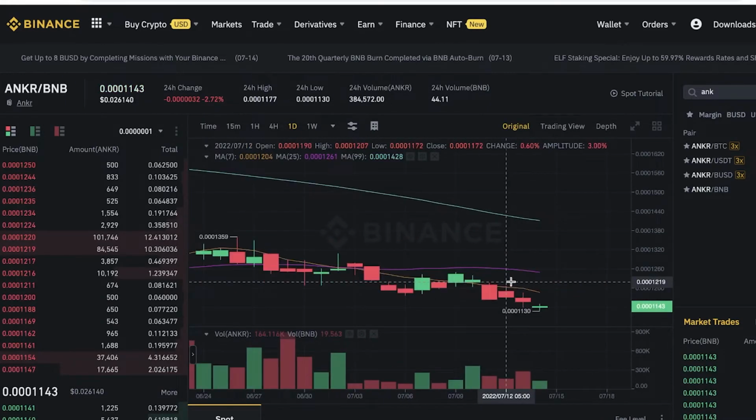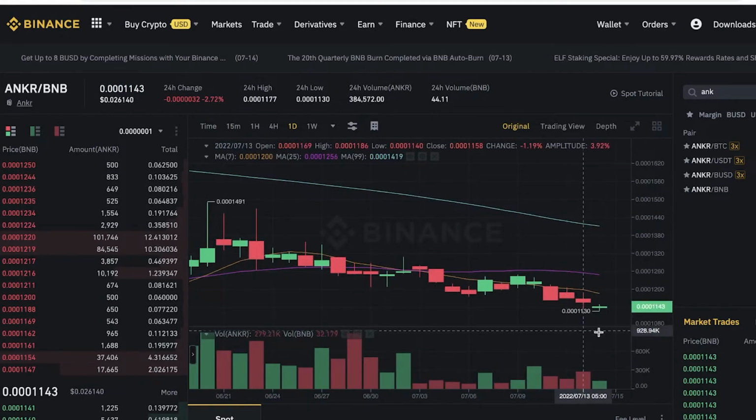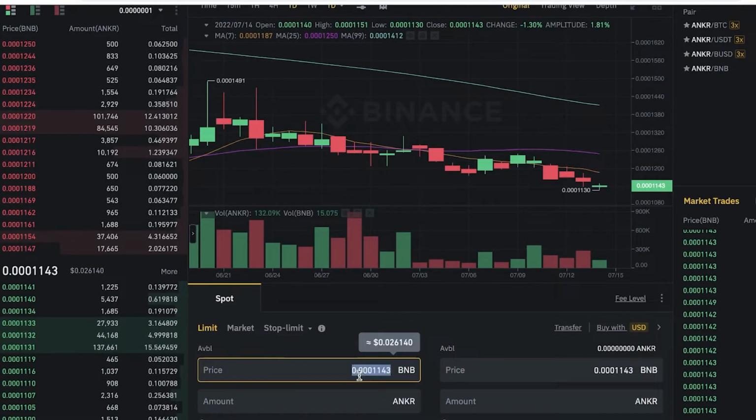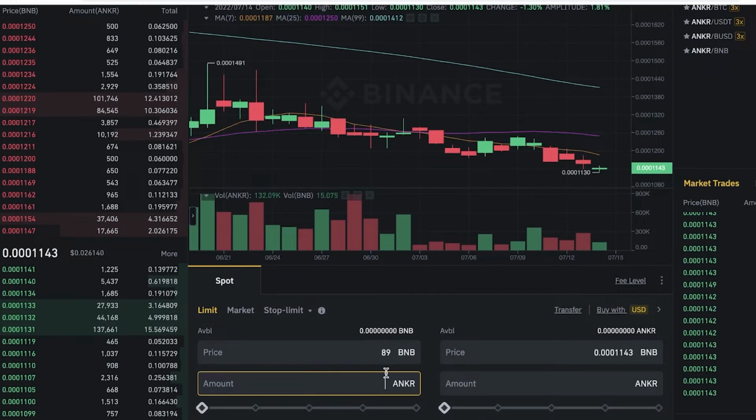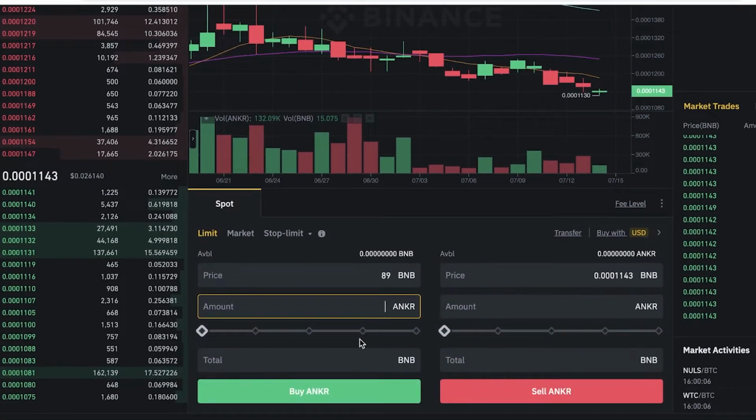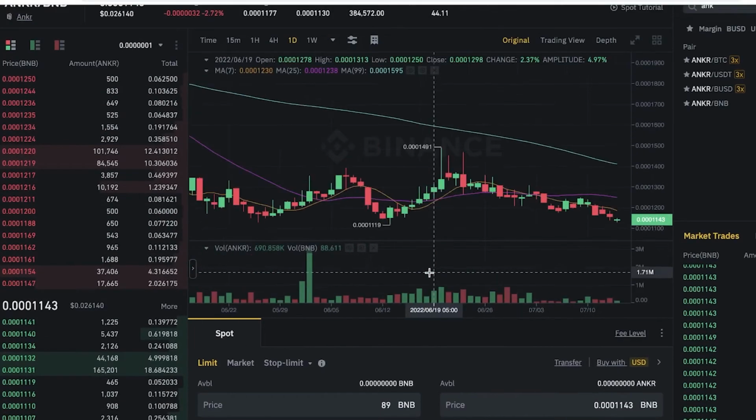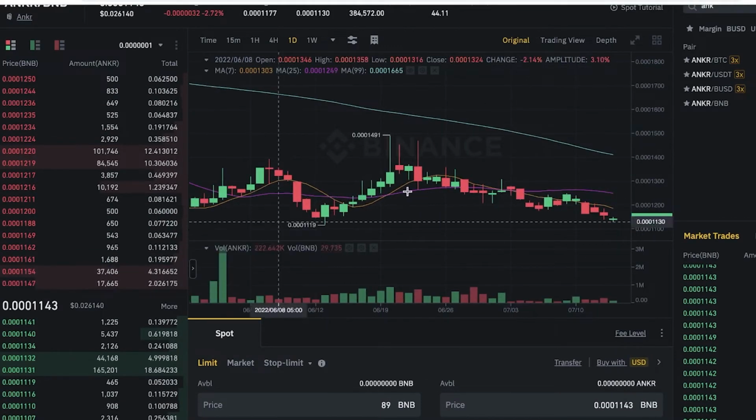If we take a look at ANKR for BNB, you can see that there are a lot of options available. You can just enter the amount of money. Let's say you have bought 89 BNB, then you can trade it for ANKR, or you can enter the amount of ANKR that you want, or enter the total amount of BNB that you want to trade for the ANKR that you want.